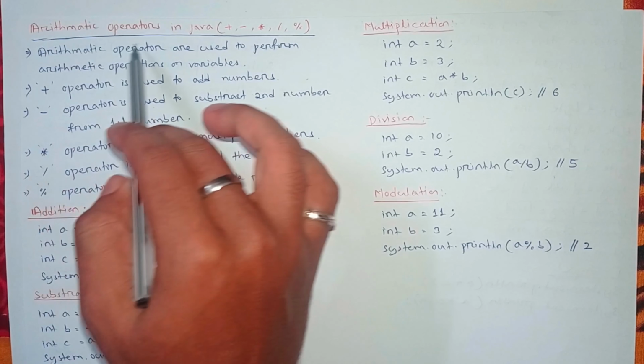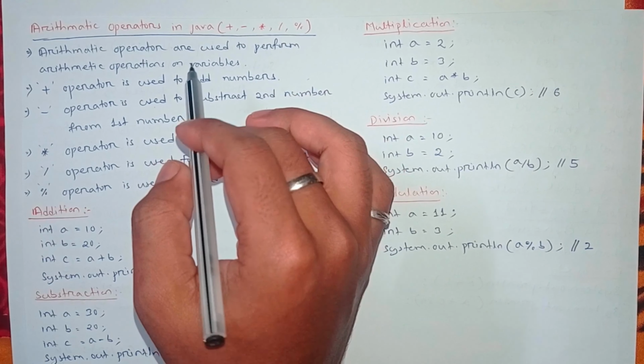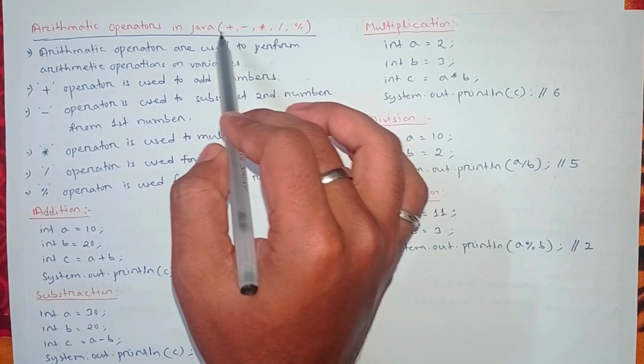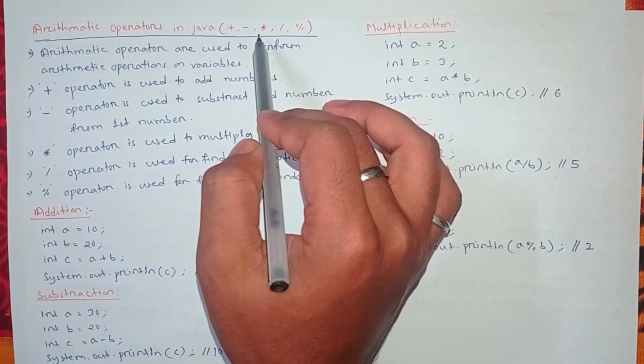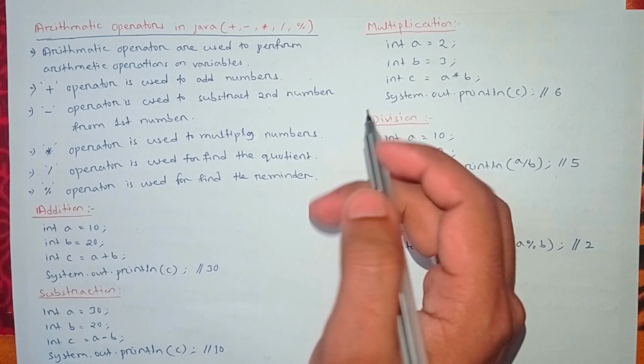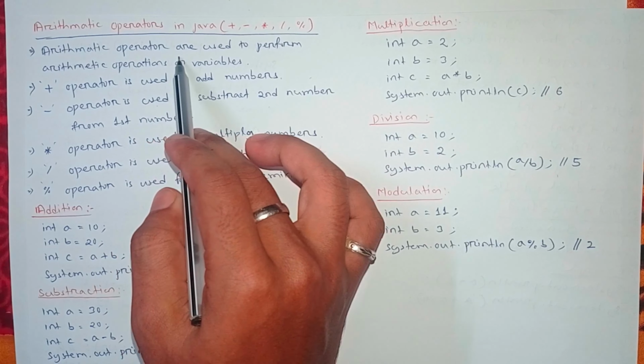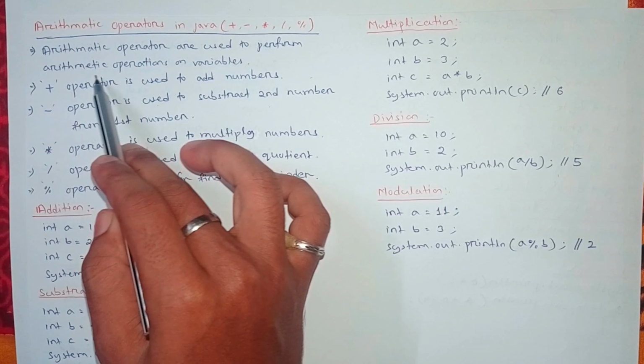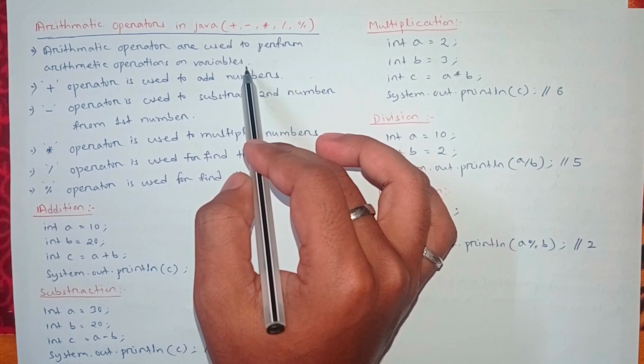This is arithmetic operator in Java. So what are the arithmetic operators? Plus, minus, multiplication, division and modular. So what is the use of arithmetic operator? Arithmetic operators are used to perform arithmetic operations on variables.